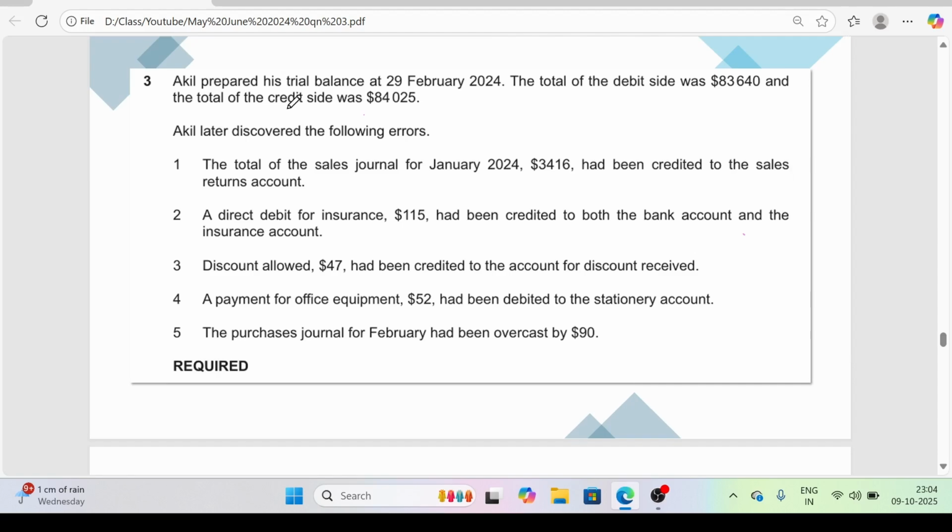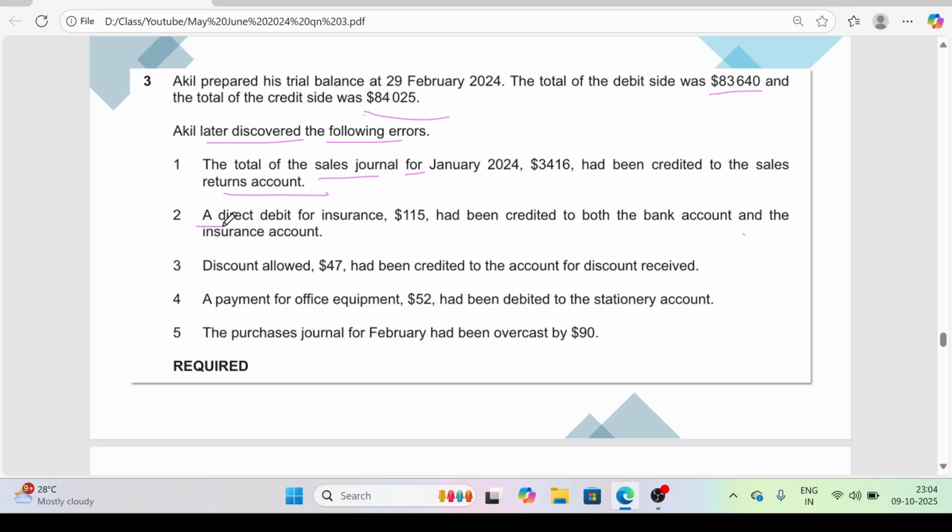Akhil prepared his trial balance at 29 February 2024. The total of the debit side was 83,640 and the total of the credit side was 84,025. Akhil later discovered the following errors. First error, the total of the sales journal for January 2024, $3,416, had been credited to the sales return account.